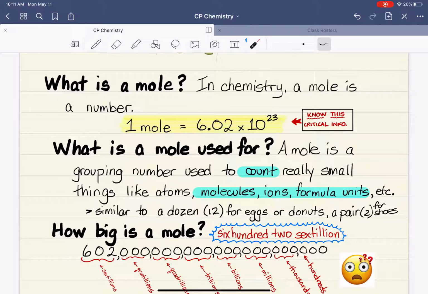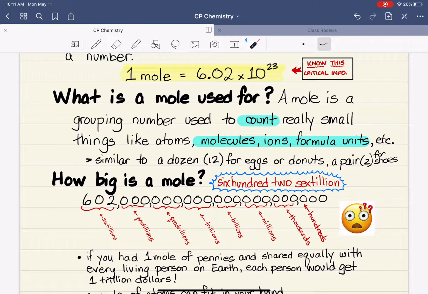So why do we use a mole? Well, a mole is a grouping number that's used to count really small things like atoms, molecules, or formula units. Atoms are super small, and so a number like a dozen or a pair or a few is not going to be enough to do us any good. A mole is a counting unit similar to a dozen for eggs or donuts or a pair of shoes.